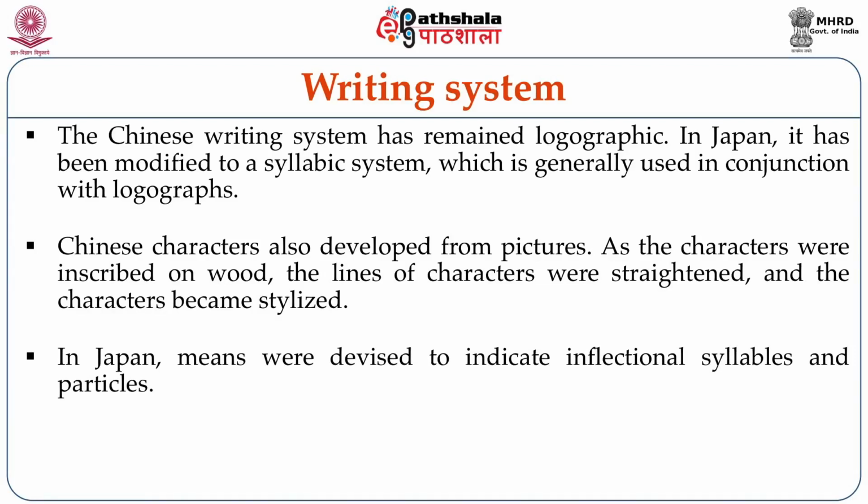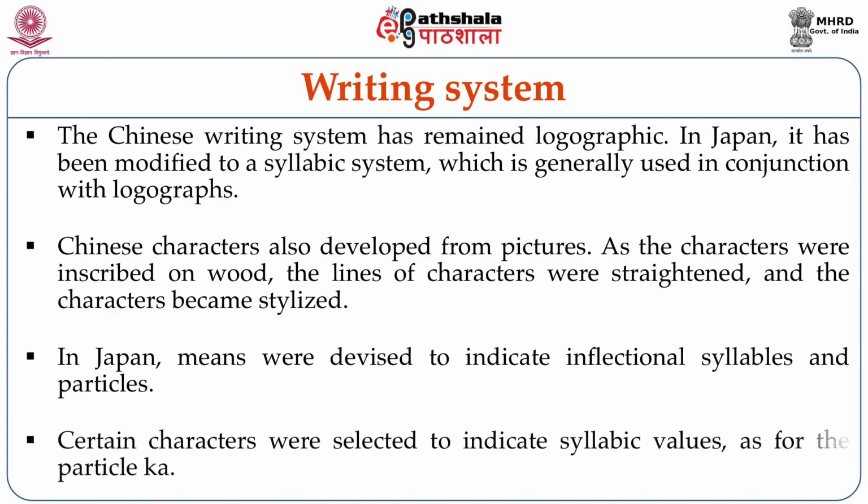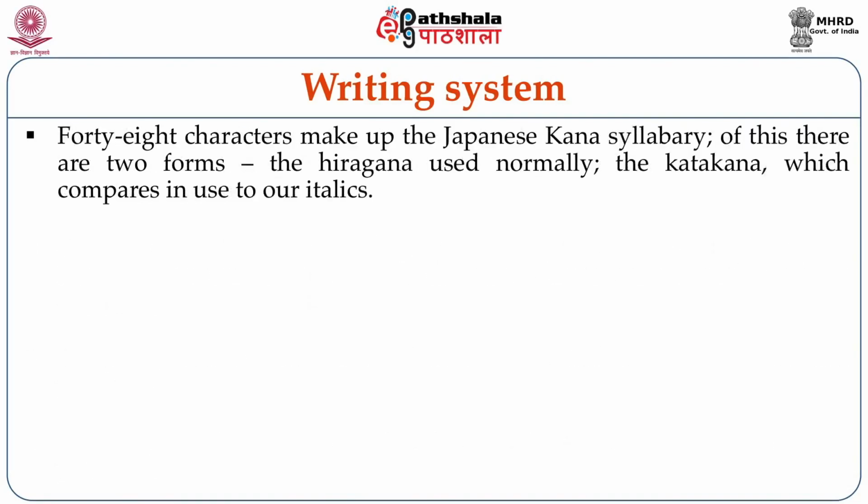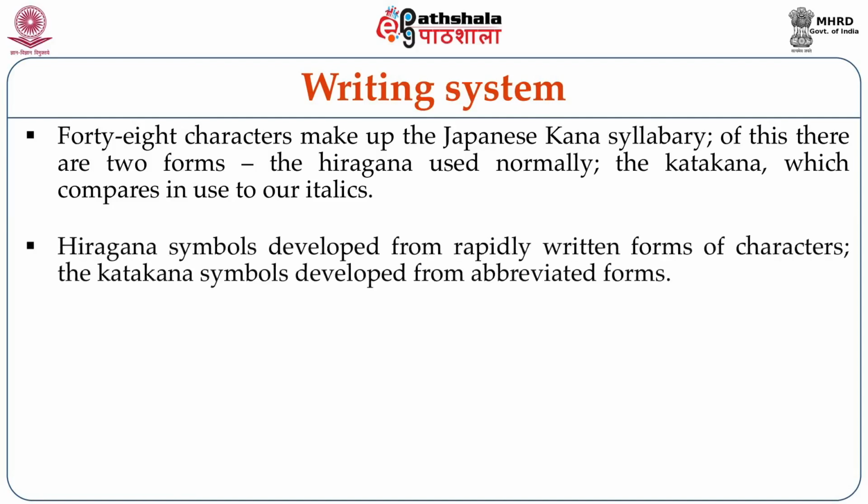In Japan, means were devised to indicate inflectional syllables and particles. Certain characters were selected to indicate syllabic values, as for the particle ka. 48 characters make up the Japanese kana syllabary. Of this, there are two forms: the hiragana, used normally, and the katakana, which compares in use to our italics. Hiragana symbols developed from rapidly written forms of characters. The katakana symbols developed from abbreviated forms.